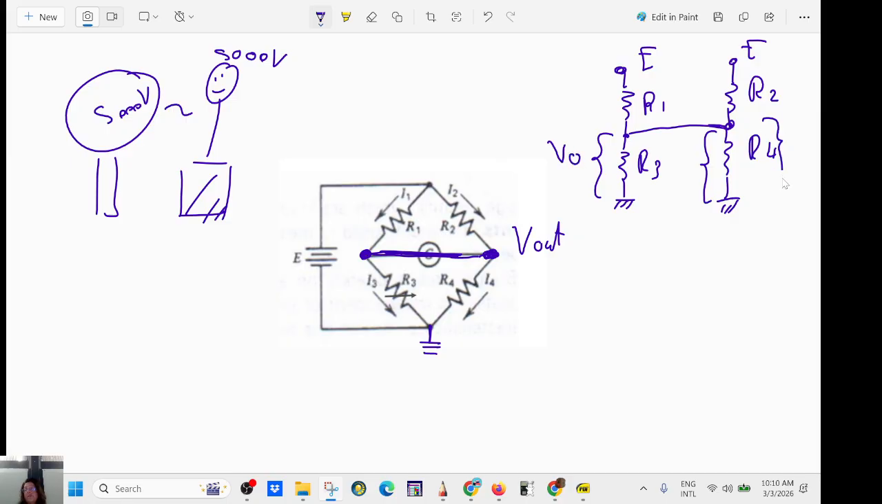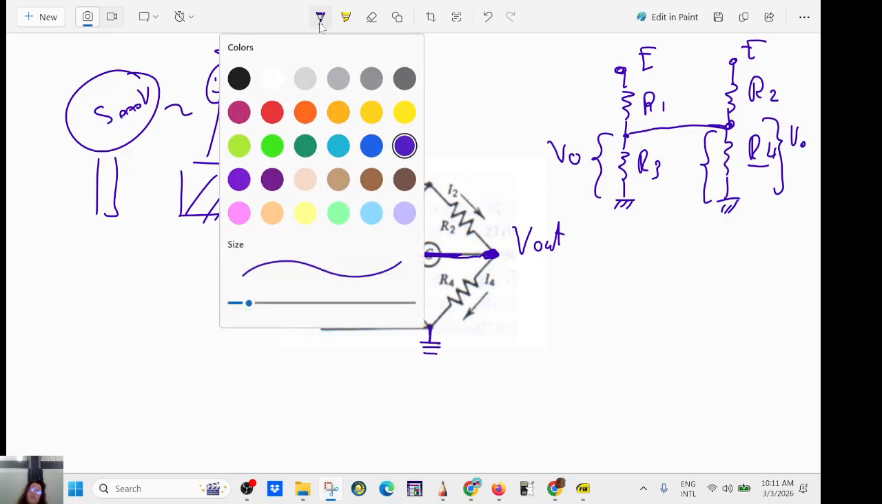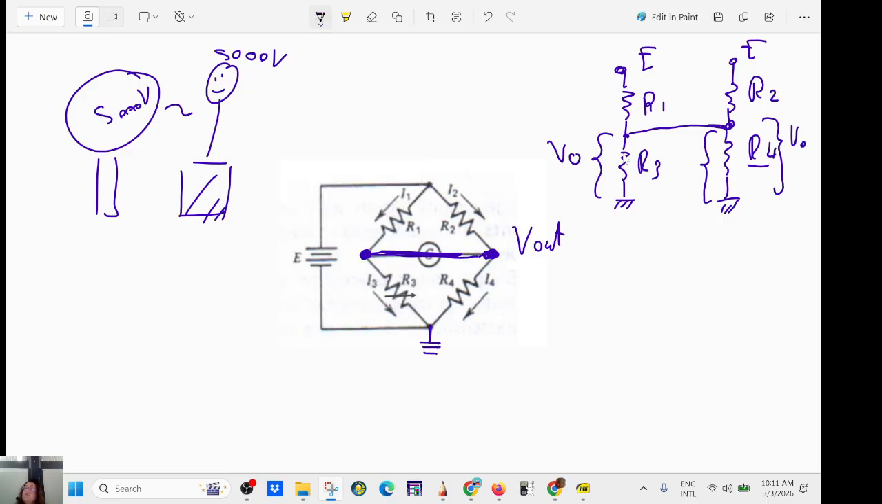And this is V out. So apply the equation for the voltage divider. V out is to E what R3 is to R1 plus R3. And the goal is to find R4. So do it. Just apply the voltage divider to this one and the voltage divider to that one.